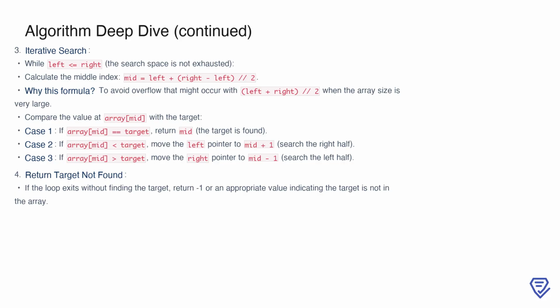After calculating mid, we compare the value at array[mid] with the target. If they are equal, we return mid, as the target has been found. If array[mid] is less than the target, we move the left pointer to mid plus 1 to focus on the right half of the array. Conversely, if array[mid] is greater than the target, we move the right pointer to mid minus 1 to search the left half. If the loop exits without finding the target, we return -1 or another indicator that the target is not present in the array.